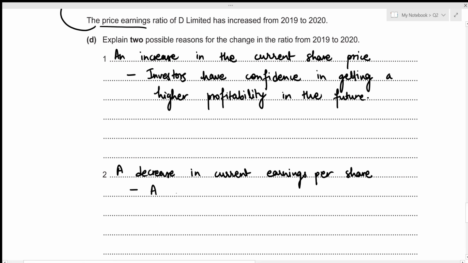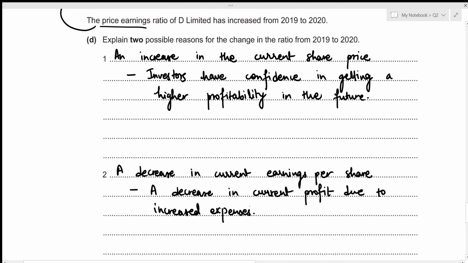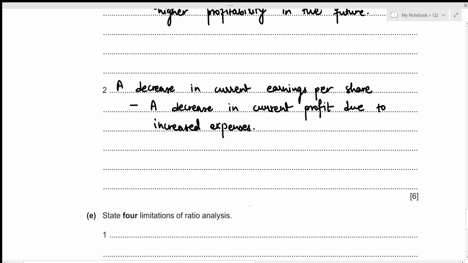A decrease in current profit. And we know that the profit decreases if there are higher expenses. So let's write it down as well. Due to increased expenses. Alright, so this concludes the fourth part of this question. Now we can move to the fifth one.